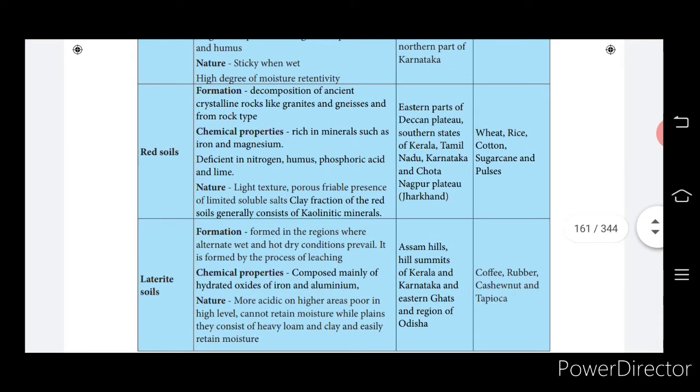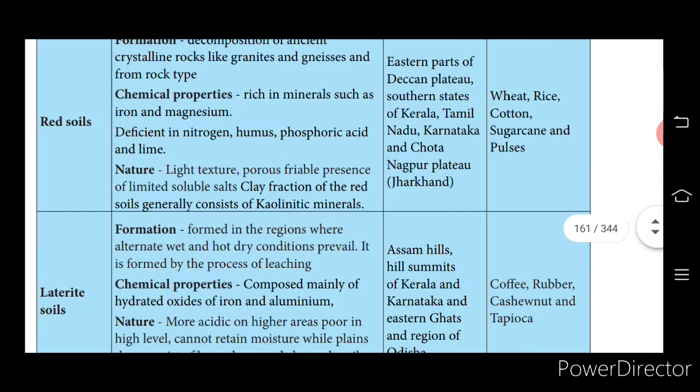Now coming to the red soil. Red soil is formed by the decomposition of ancient crystalline rocks like granites and gneisses, and it is rich in nitrogen, phosphoric acid, and lime. So the eastern parts of the Deccan Plateau, the southern states of Kerala, Tamil Nadu, and Chota Nagpur. Okay, that is Jharkhand. Chota Nagpur Plateau is also known as Jharkhand. With the red soil as well as alluvial soil, rice and wheat can be grown, along with cotton, sugarcane, and pulses.